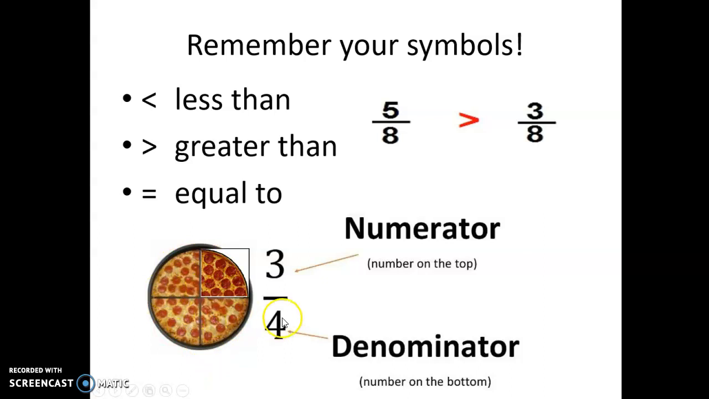So we have 4 different slices here. And then if, let's say, one person eats one, now we only have 3 slices. Since there were 3 slices left out of the 4 possible, we put the 3 on top because that's how many we have, and the 4 goes on the bottom because that's how many total slices we had in the beginning.